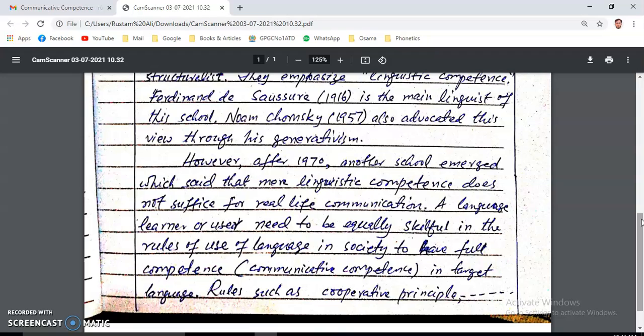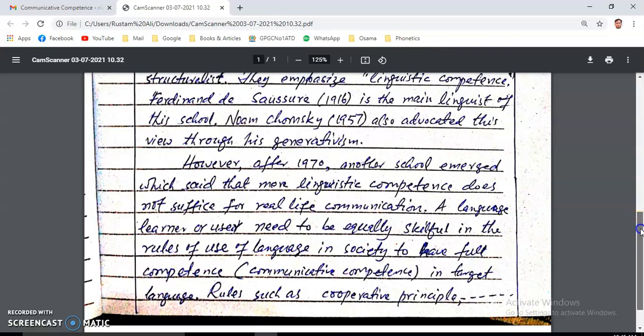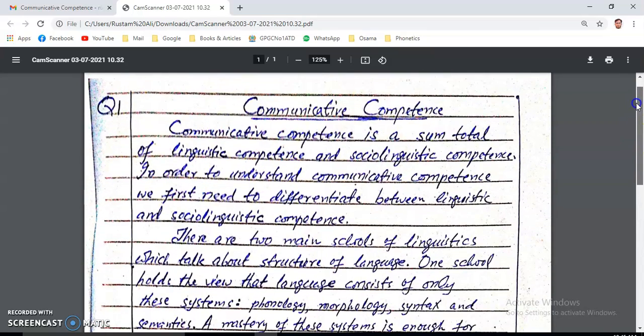And they stress that a learner needs to know the rules of society, social rules as well, in order to be a competent user. So today I have given you a sample of how to produce an answer. Okay, there was another question.